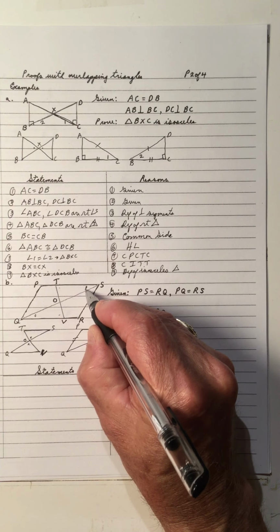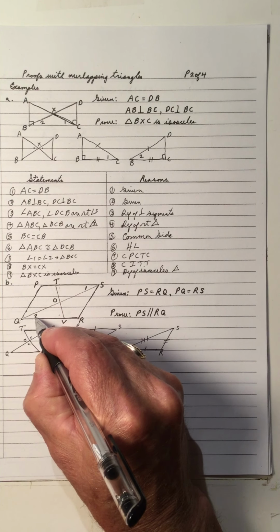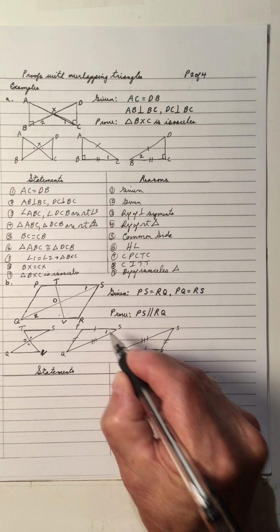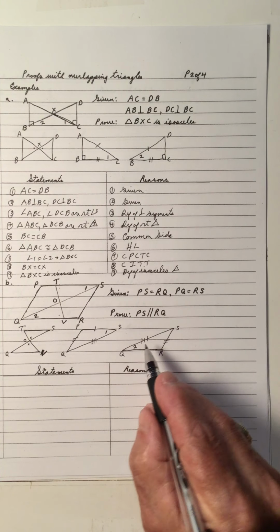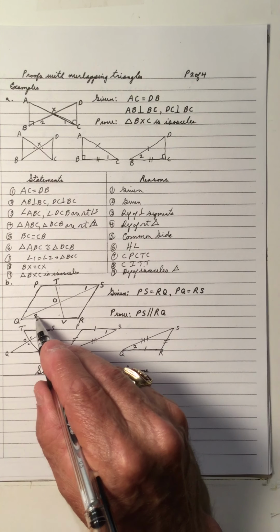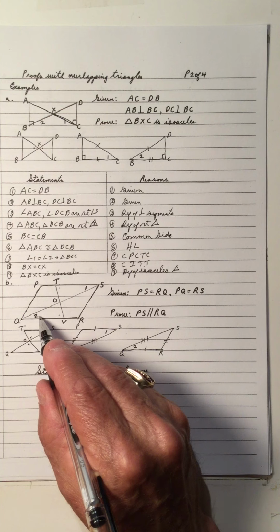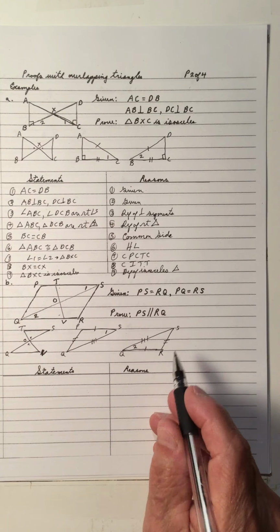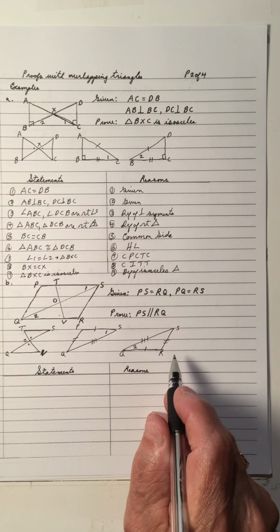This angle, let's name this angle 1 and this angle 2. So let's put 1 right there, put 2 right there. Because the triangles are congruent, angle 1 is equal to angle 2. Notice in the diagram, angle 1 equals angle 2. Therefore, the lines are going to be parallel by converse. So let's write that proof up.